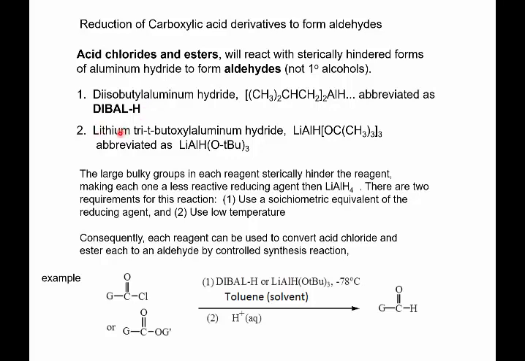Second, this is a variation of lithium aluminum hydride. If you start with lithium aluminum hydride, LiAlH4, 3 of the hydrides are replaced by tertiary butoxy groups. Right, now tertiary butoxy groups, those are those large oxide groups. And you abbreviate that here, that's LiAlH(OtBu)3.